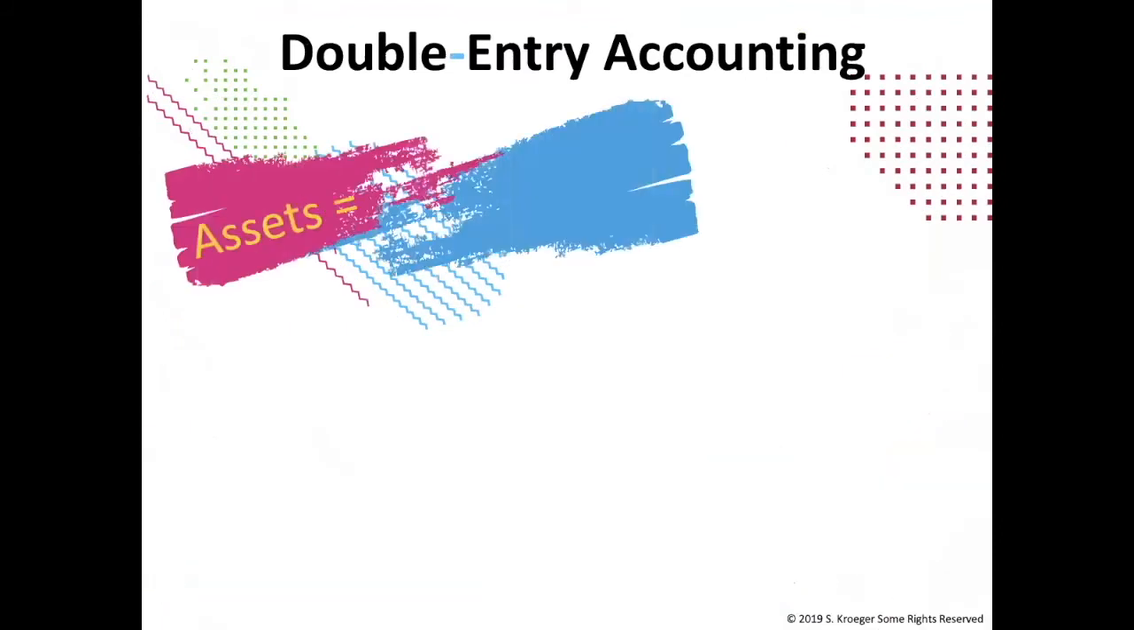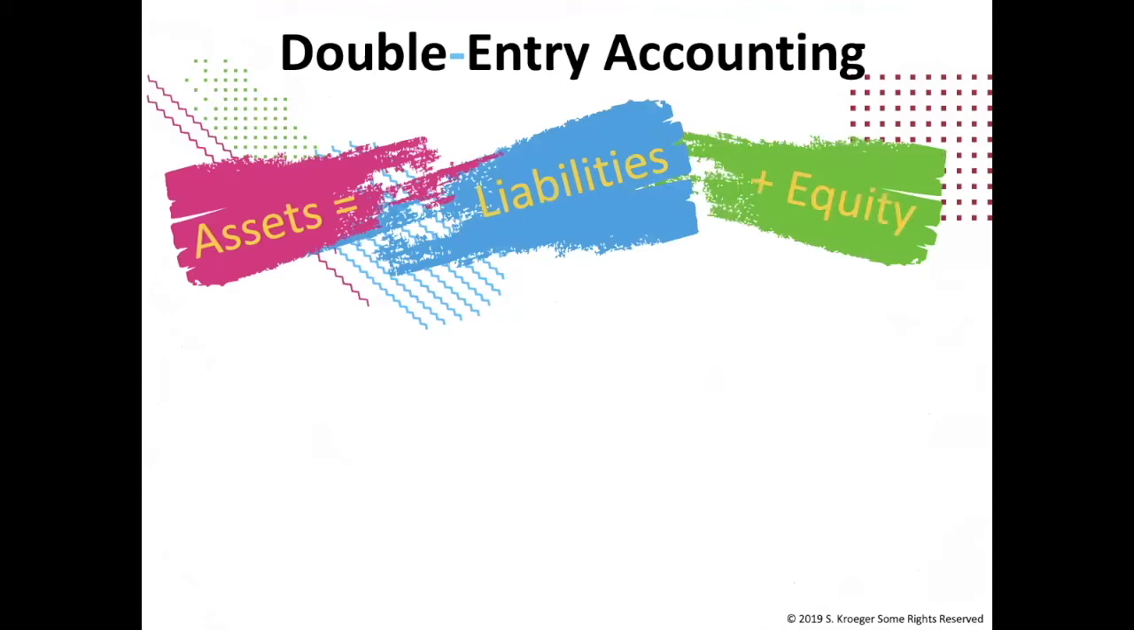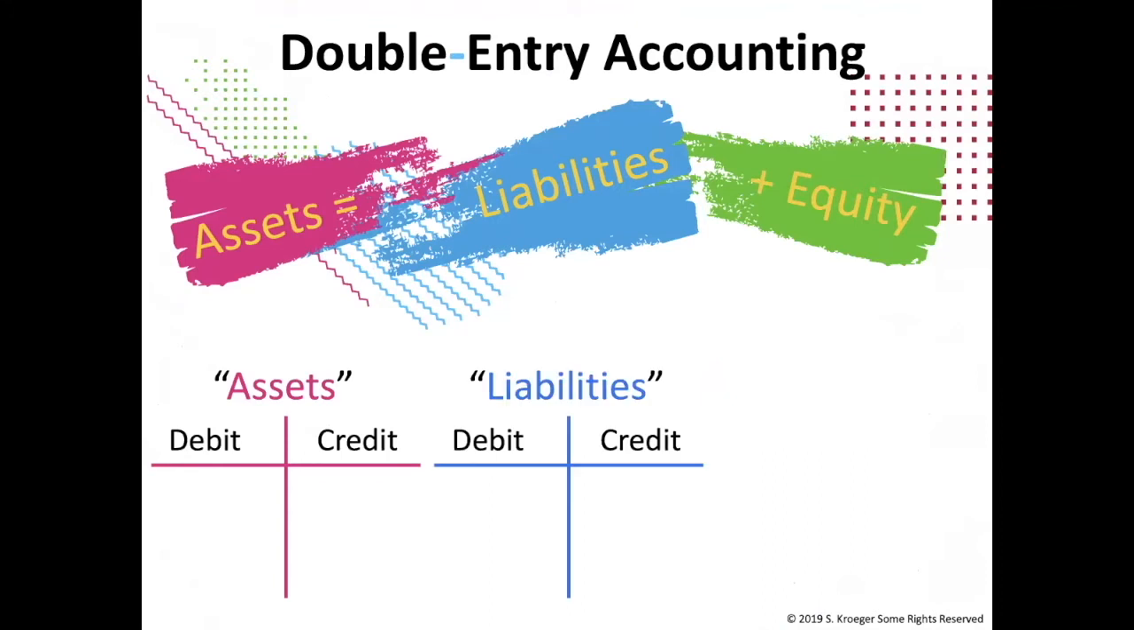Here we have the accounting equation, assets equals liabilities plus equity. I also have three separate T accounts representing these three categories. Normally when we do a T account, we will have the account name listed above it, not the category name, but this is just a representation of how debits and credits work for each of these different types.